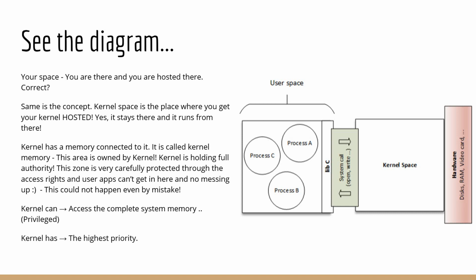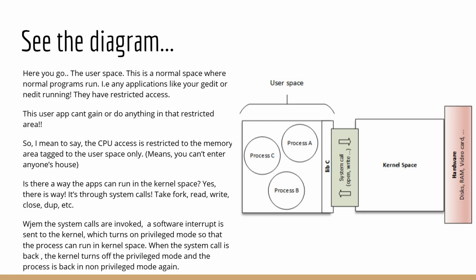The kernel space is protected. The kernel can access the complete system memory, which means the kernel has the highest privilege. The kernel has the highest priority. So all these are important aspects of it. Now remember, the kernel stays in an area and that area is called kernel space, and it has complete access, ownership and control, and nobody else can go ahead and disturb that.